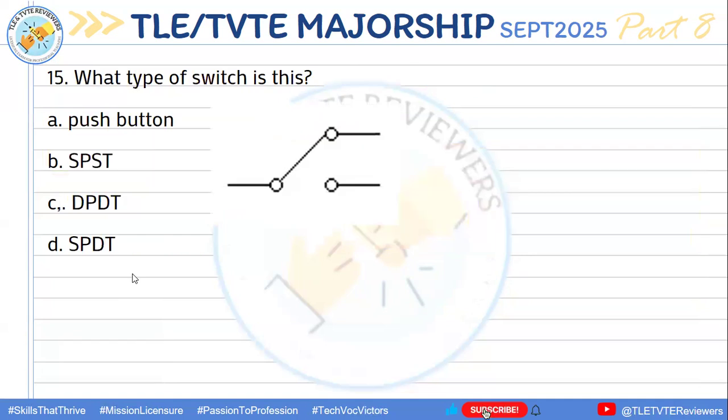Number 15, what type of switch is this? A, push button, B, SPST, C, DPDT, or letter D, SPDT.